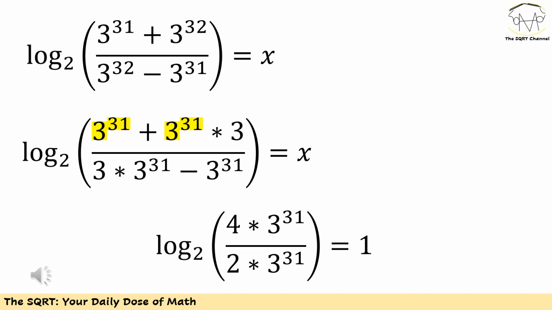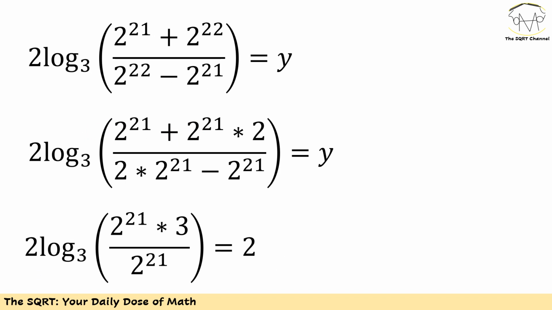I can use the same approach for the bottom, and then you will end up with 2 times 3 to the power of 31. Now I can remove 3 to the power of 31 from top and bottom of this fraction, and I have 4 over 2, which is 2. And you know that log of 2 in base 2 is going to be 1. So x is 1.